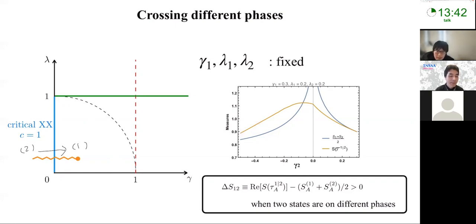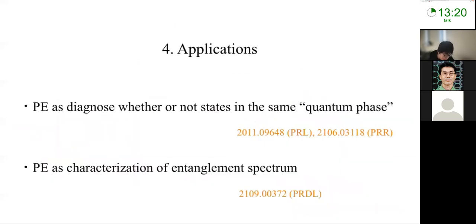And I expect this is because if these two states are at far distance, the structure of the entanglement is quite different. So that's why positivity can appear here. Okay, so in this way, at least if our delta S12 is positive, we can say these two states live in different quantum phases. So this gives us a sufficient condition, at least in our example.